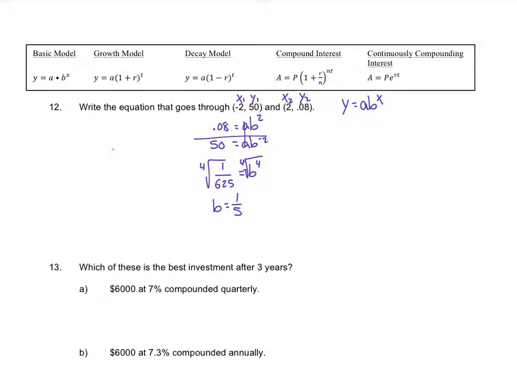Now we can plug that back into one of our equations. We're going to use the one with negative 2 and 50. So 50 equals a times 1/5 to the negative 2 power. So now that gives us 50 equals 25a, divided by 25, and a equals 2. So y equals 2 times 1/5 to the x power.